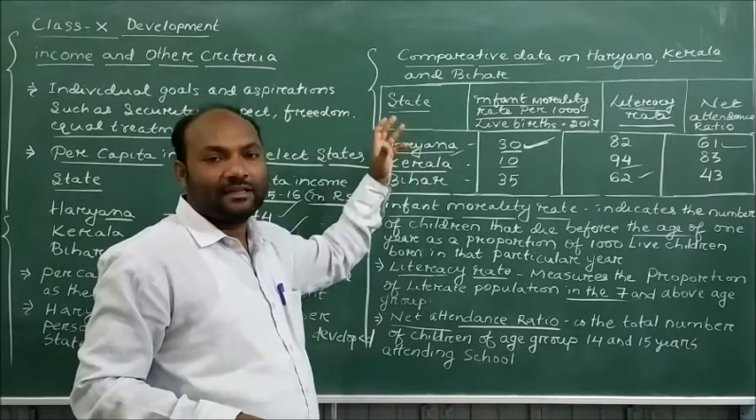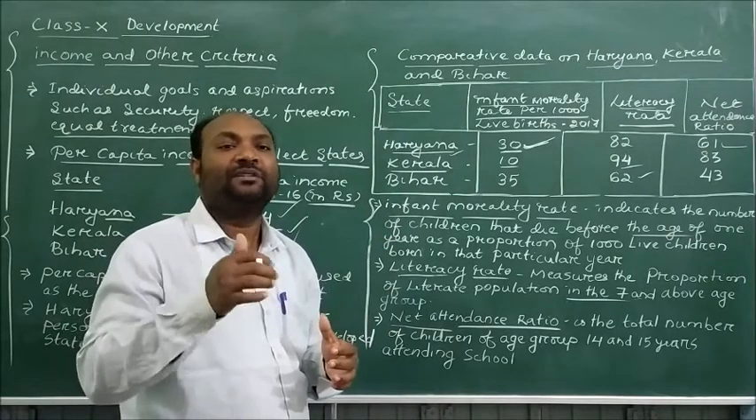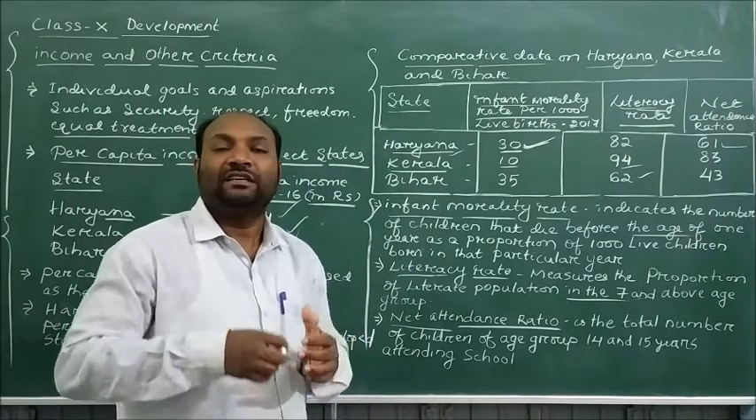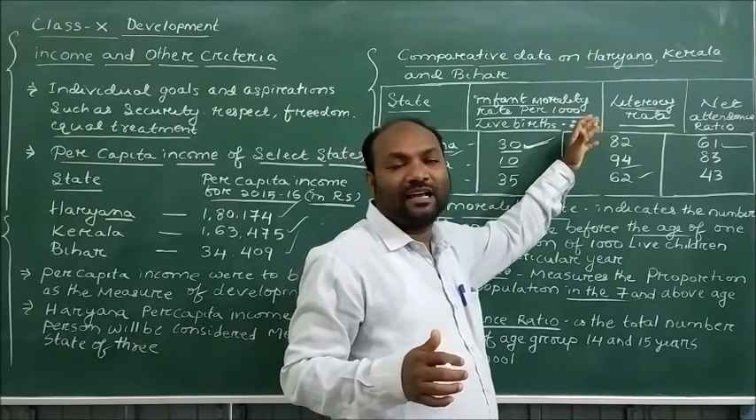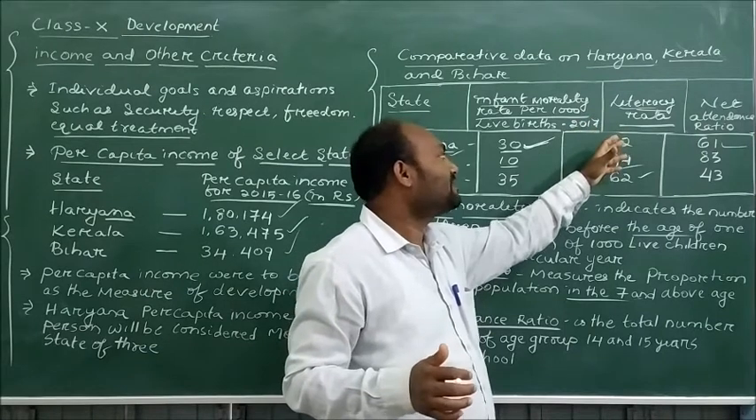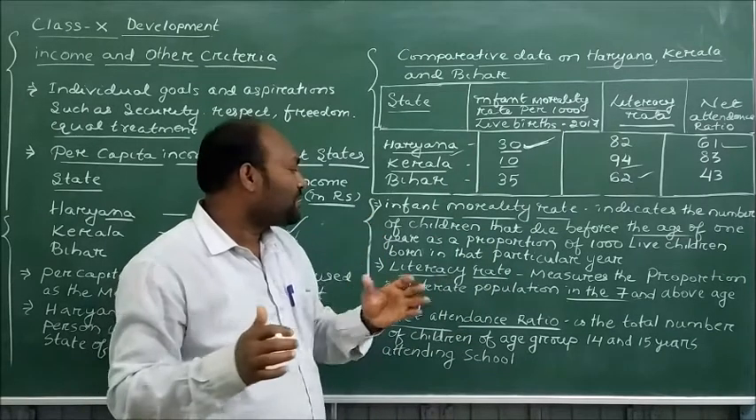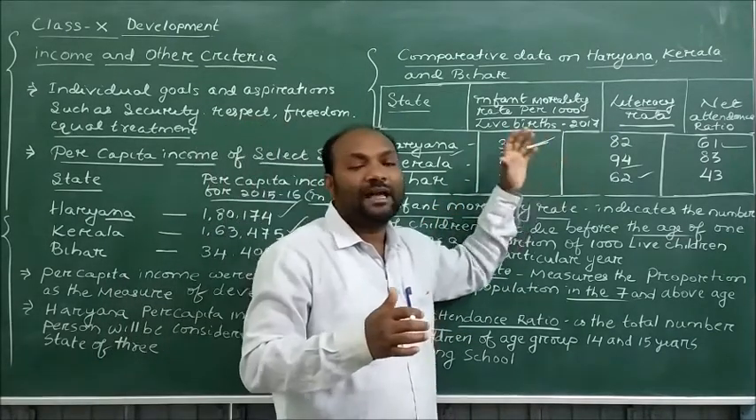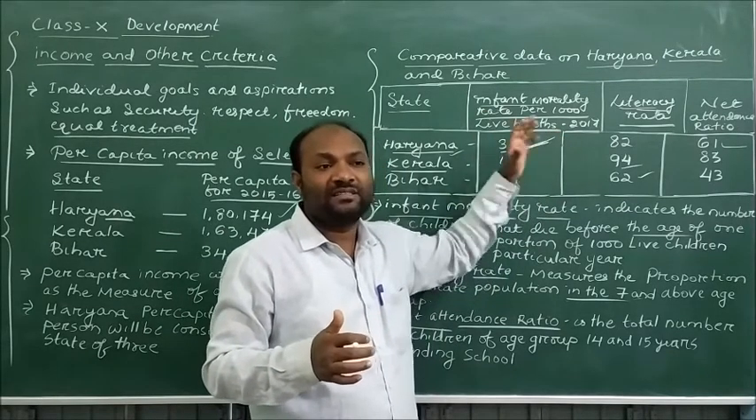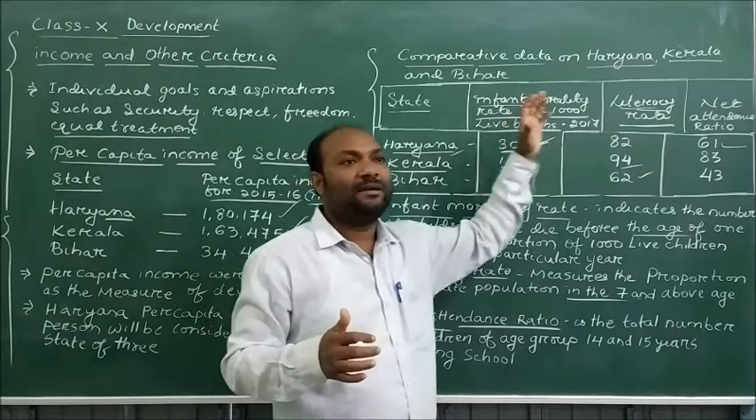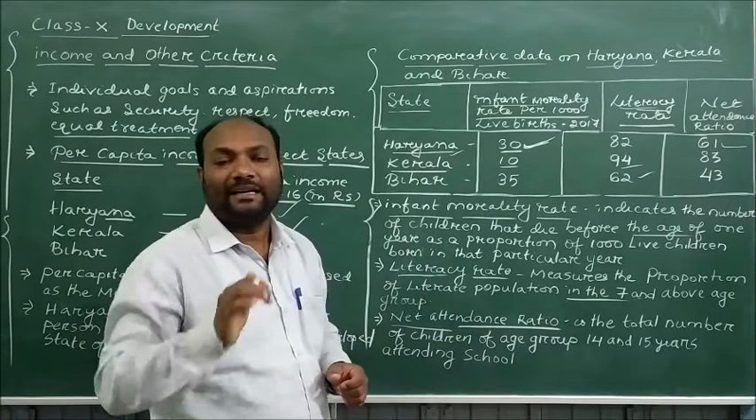Infant mortality rate means how many children are dying per year before they reach 1 year. Then the literacy rate. And what is called literacy rate? Literacy rate means how educated the people are. How educated the people of all these three states are. And at the same time we are seeing another criterion that is known as the net attendance ratio.